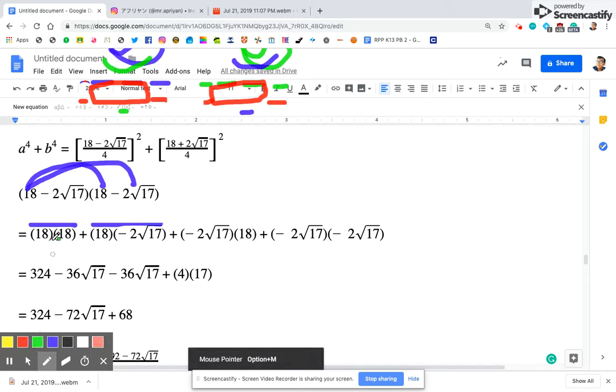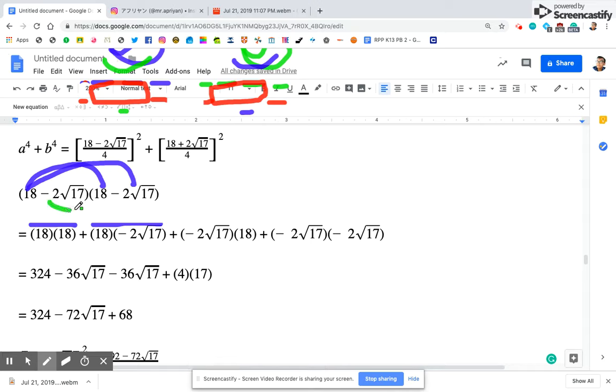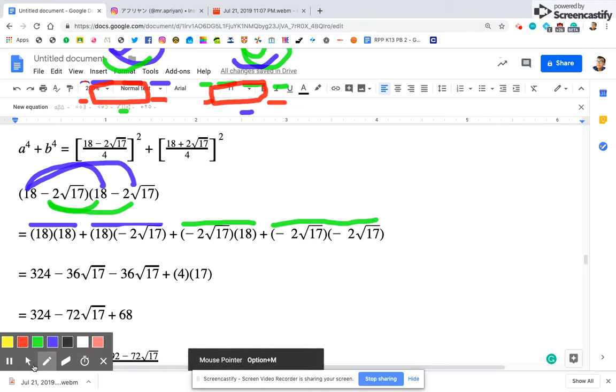And then negative 2 square root of 17 times 18. And the last part, negative 2 square root of 17 times negative 2 square root of 17. I wrote it here. Okay, this is really step by step. And we're going to simplify.